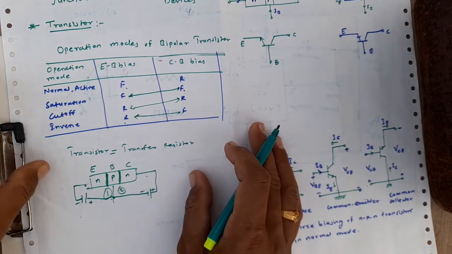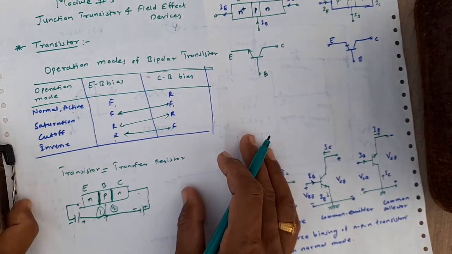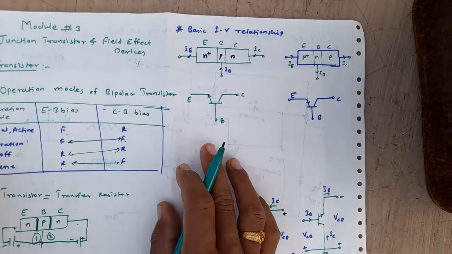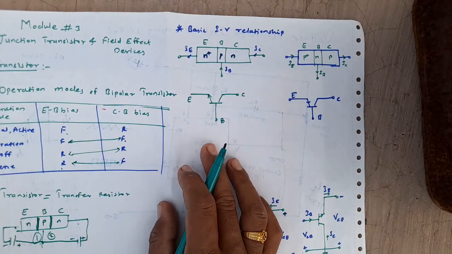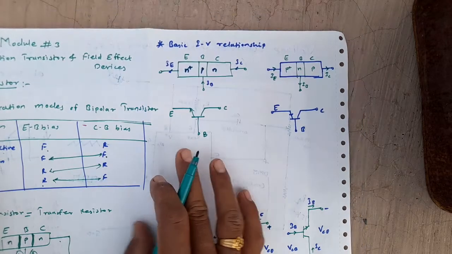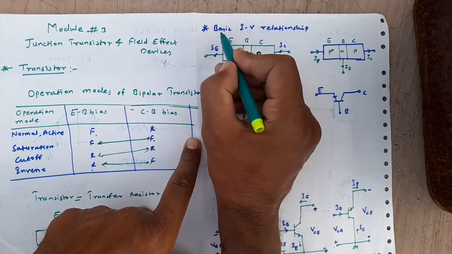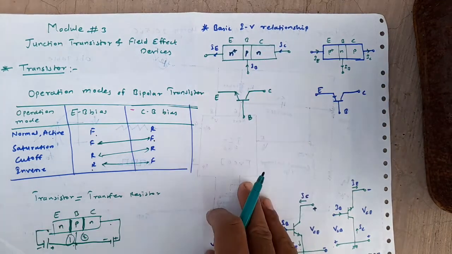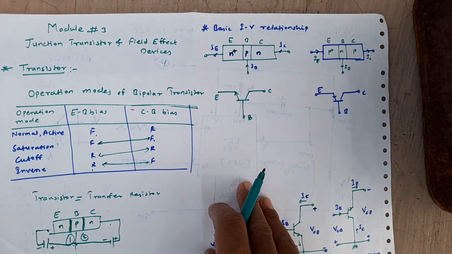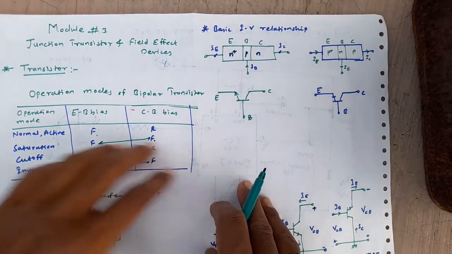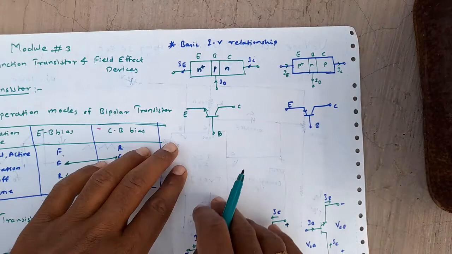Now let's move ahead a little bit and talk about some static characteristics of the transistors. Static means there are no changes happening over a period of time. It's the DC biasing conditions under which we are trying to see its characteristics.